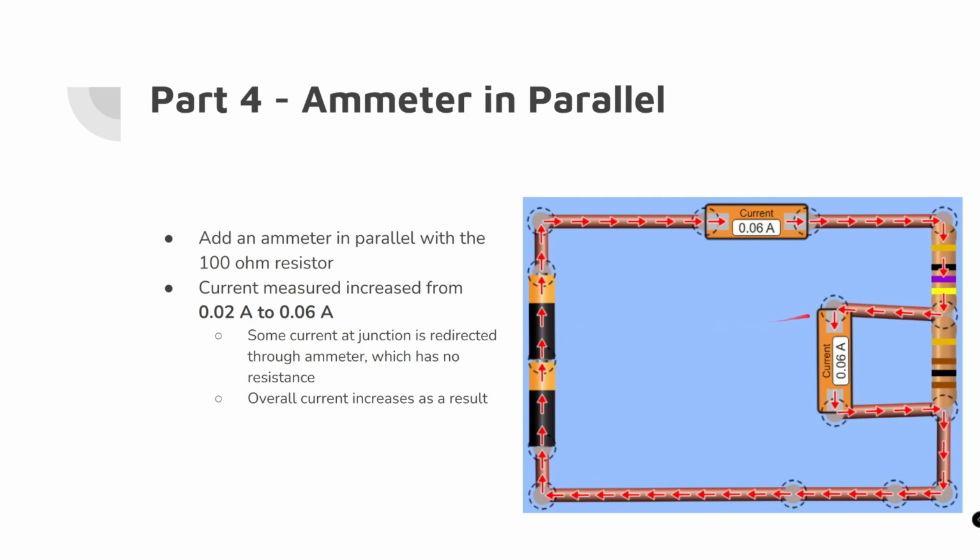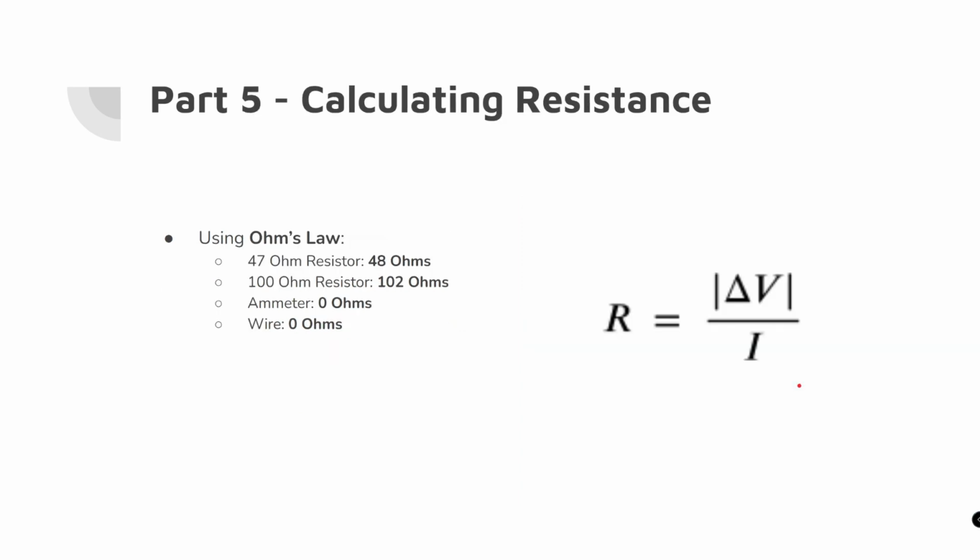So part 4, our ammeter in parallel. Again, this decreases the resistance because this is a parallel, as we saw when we calculated equivalent resistance in parallel. So the current increases from 0.02 amperes to 0.06 amperes. So overall current increases. Calculating resistance of the resistors, our 47 ohm resistor was approximately 48 ohms, our 100 ohm resistor approximately 102, and our ammeter and wire were assumed to be negligible, so 0 ohms.